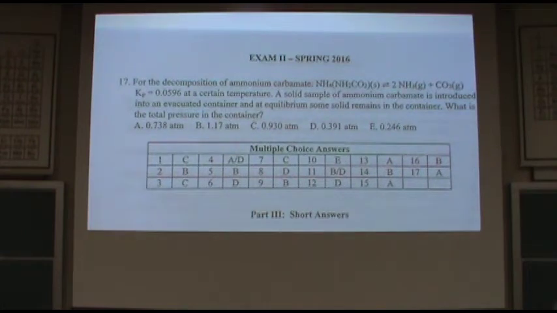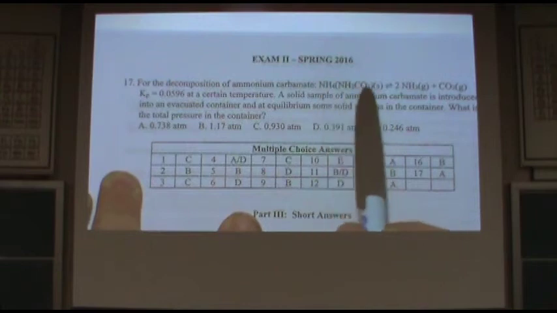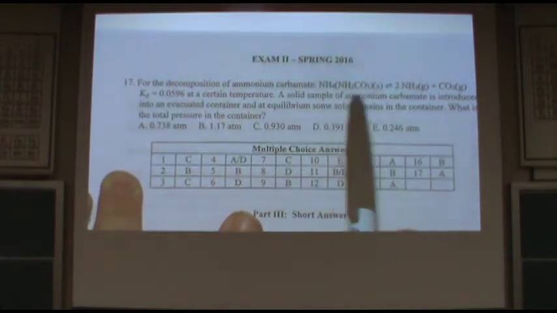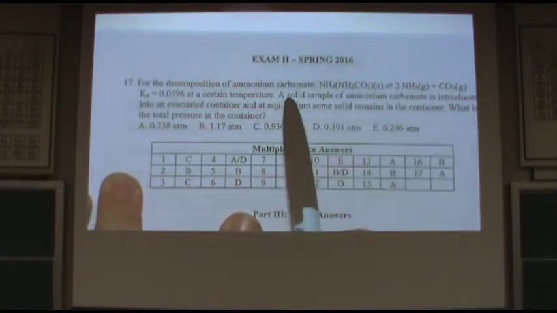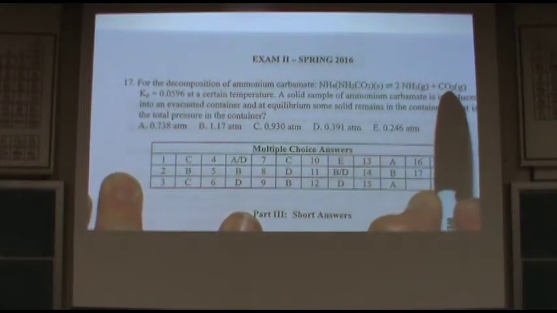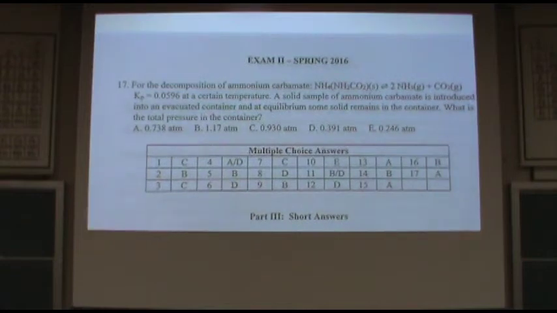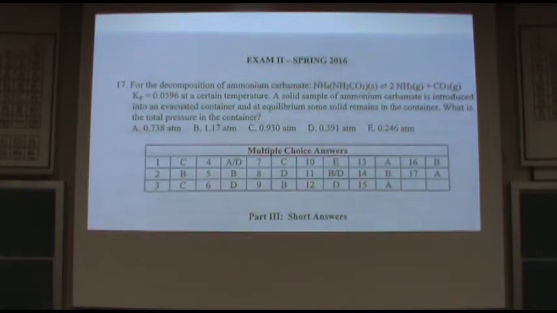Oh, this is a type of Kp problem that happens occasionally. So for the ICE table, let me talk it out. You're going to ignore this, the solid. You only pay attention to these two. But only solid is introduced, so this will be 0 and 0. Is that okay for initial? So it has to shift to the right, so plus x. Then, notice you want the total pressure.